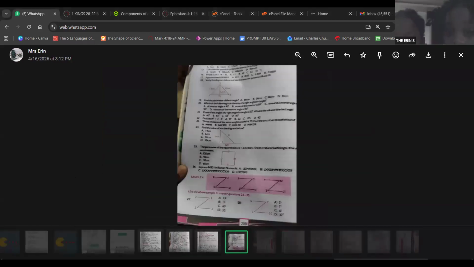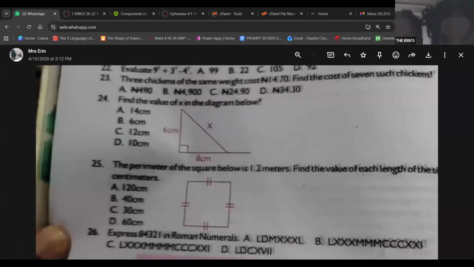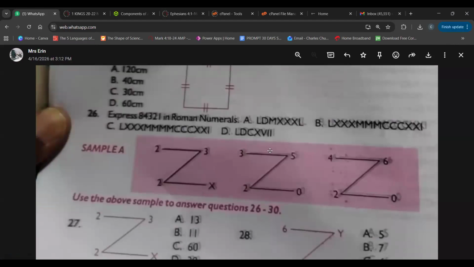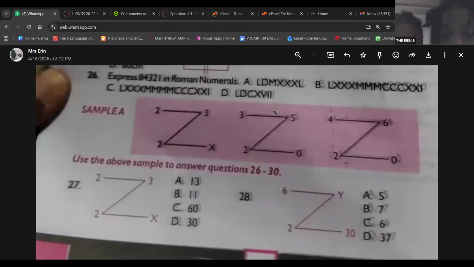I just saw the answers. All of us were mixing it up. You said we were mixing it up? Mixing what up? What are you mixing up? 3 plus 2, 5. 5 minus 0, 5. 4 plus 2, 6. 6 minus 0, 6.